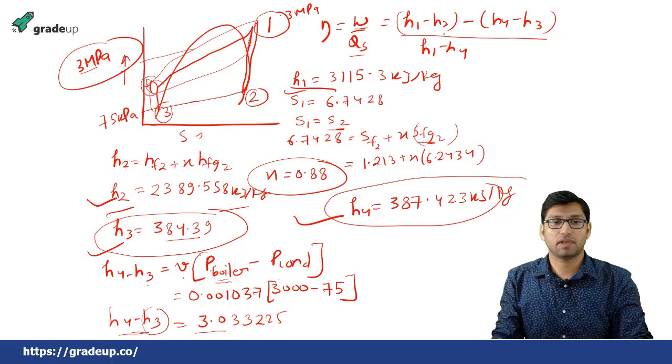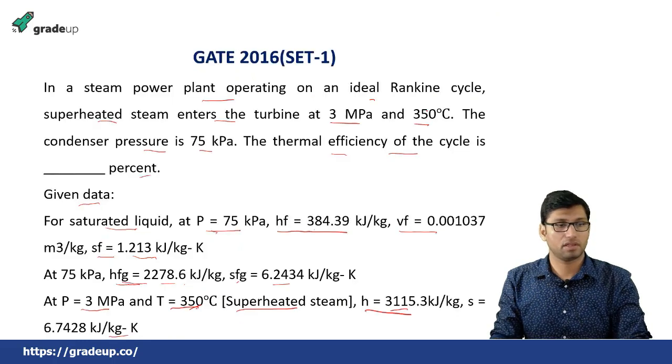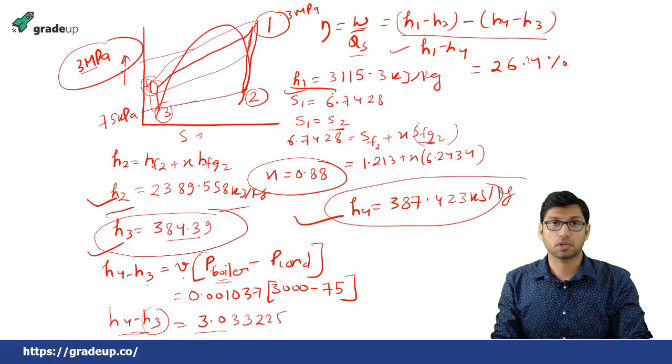Now since you have got the values of H1, H2, H3 and H4, you can put these values in the equation, and you will get the efficiency equal to 26.4%. So 26.4% will be the efficiency. This is a good question, based on concept, and you should also remember this formula.